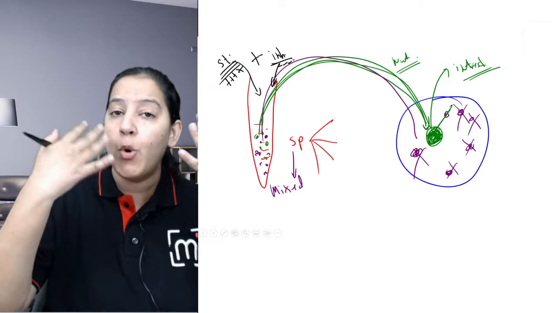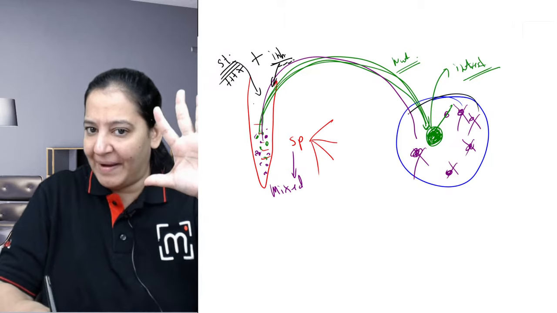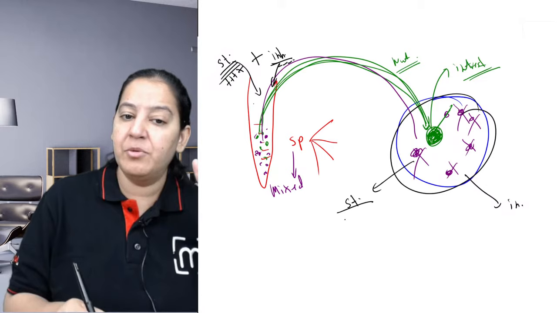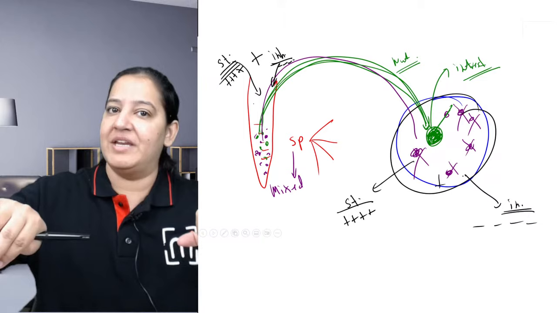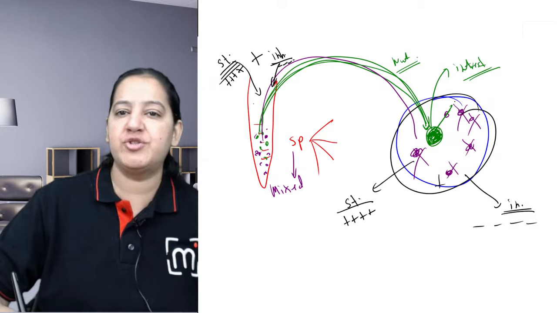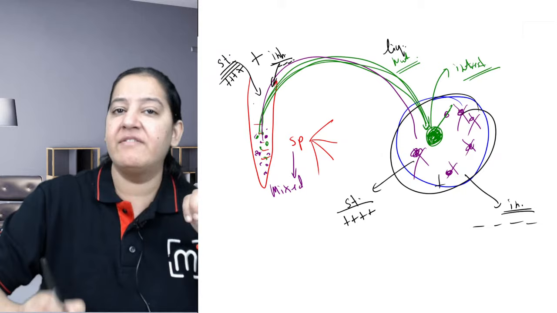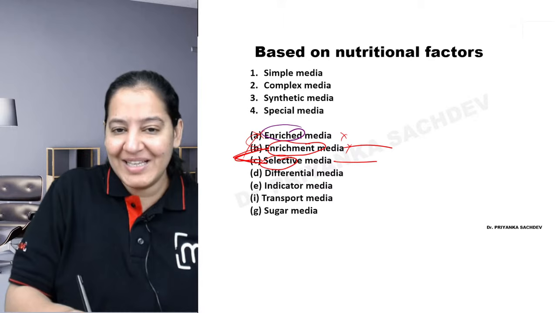So don't add this in the specimen. In your culture plate, you add two things: stimulatory substances and inhibitory substances. Stimulatory substances stimulate the growth of bacteria of interest, and inhibitory substances inhibit the growth of bacteria which are not of interest. Adding these two things in the culture media makes it either enrichment or selective. Now you will say, ma'am, what is the difference between the two? If it is a liquid media, I will say enrichment, and if it is a solid media, I will say selective. So basically these two are same.